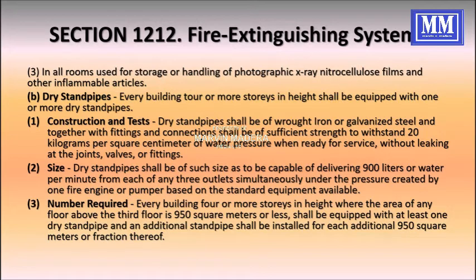Every building, four or more stories in height, where the area of the floor above the third floor is 950 square meters or less, shall be equipped with at least one dry standpipe, and an additional standpipe shall be installed for each additional 950 square meters or fraction thereof. Meaning in this section that a standpipe is required in buildings that are four or more stories.